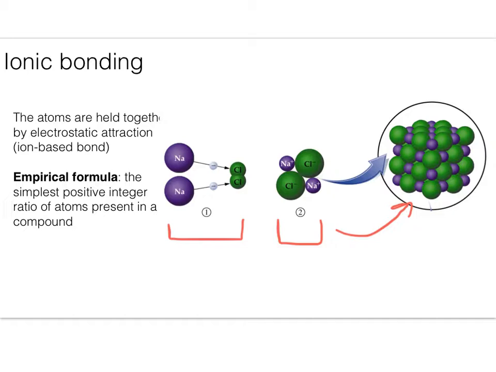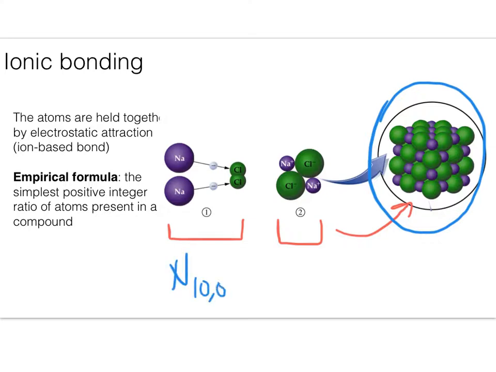Now, one of the things we want to do is look at a structure like this and pull out the most pertinent information. For that, we really want the empirical formula. The empirical formula is the simplest positive integer ratio of atoms present in a compound. So if we look at this repeating lattice, maybe there are 10,000 sodium atoms, there are an equal number of chloride atoms, and so the simplest positive integer ratio would be the most reduced form, which is a 1-to-1 ratio, sodium chloride.